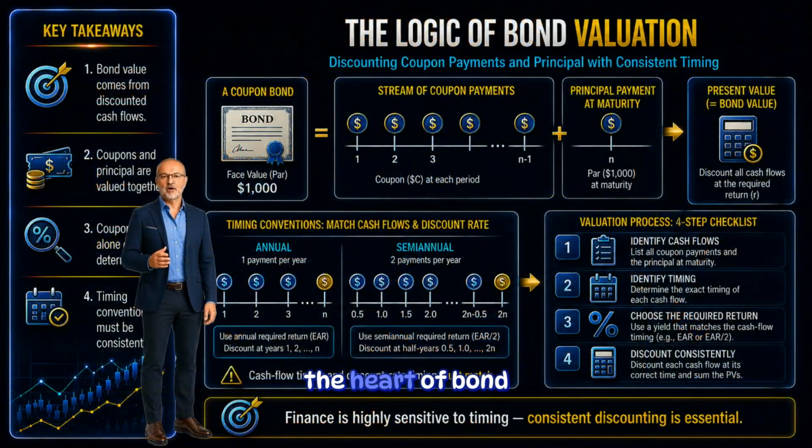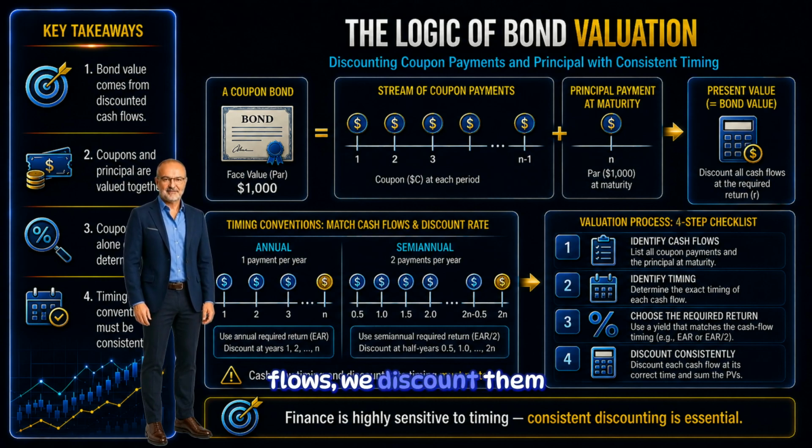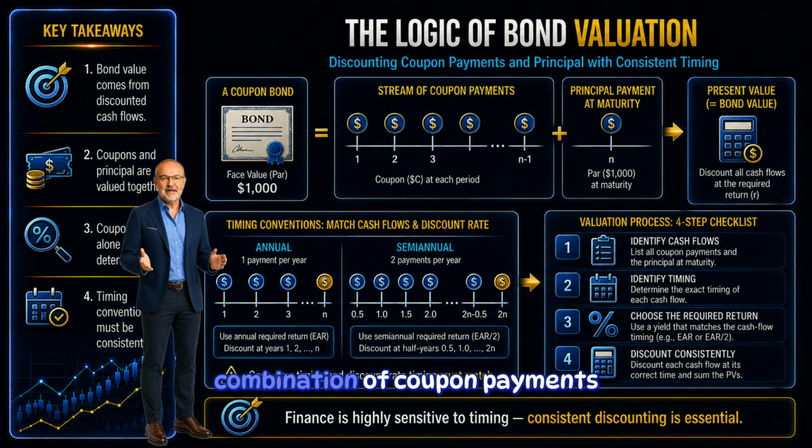Now we move to the heart of bond valuation. The value of a bond comes from its promised or expected cash flows. To value those cash flows, we discount them at a required return that reflects time value and risk. A coupon bond can be understood as a combination of coupon payments and principal repayment.